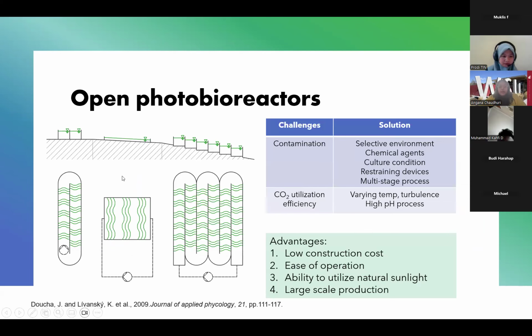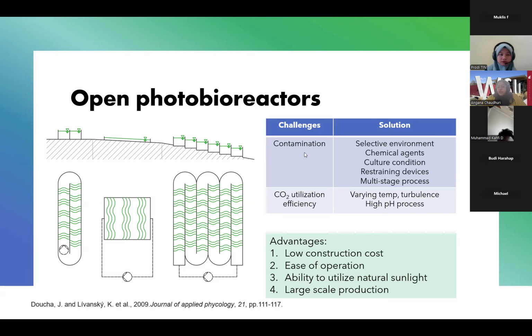This diagram on my left shows how they are grown in an open system. They can be in a pond system like this, or in an inclined system, or even in a stepwise system like this. There are other ways where they form a circular lagoon and triangular ones as well, where they can operate under the open environment. So anything which is not covered is called an open photobioreactor. But this also has some challenges, like contamination and carbon dioxide utilization efficiency, because in these systems there is not enough mixing or gas transfer involved. It is happening very naturally.